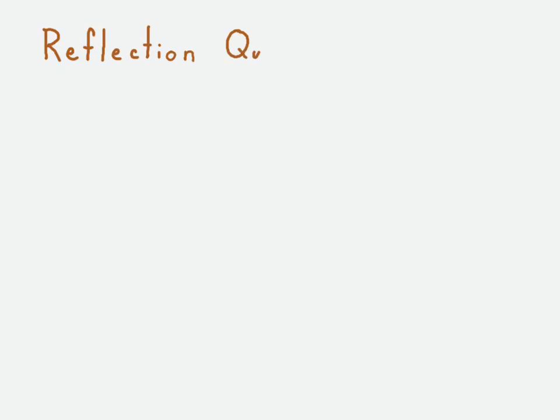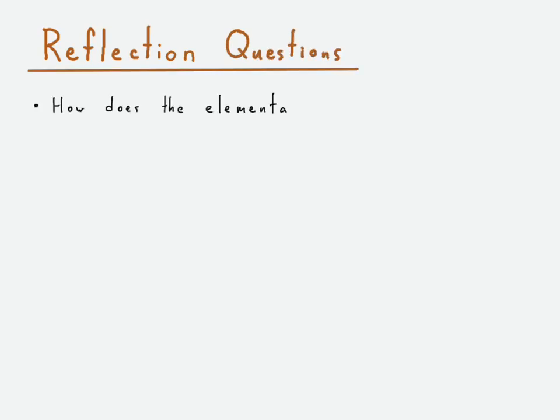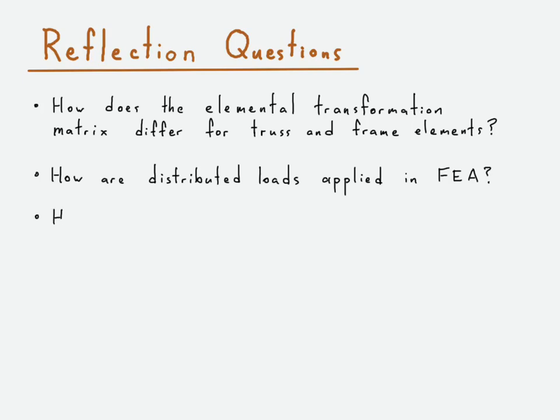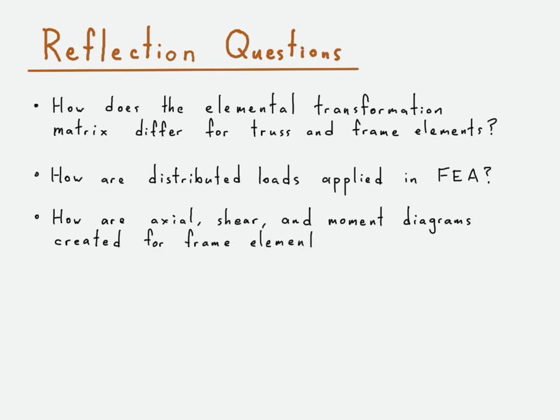How about that? We're already on to the reflection questions. So the first reflection question we have is, how does the elemental transformation matrix differ for truss and frame elements? Then, how are distributed loads applied in FEA? Next we have, how are axial, shear and moment diagrams created? I guess we just covered that about a minute ago.